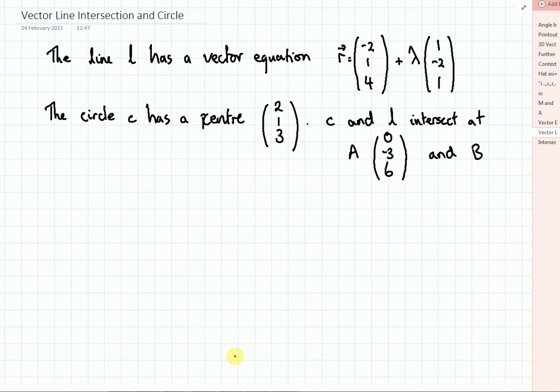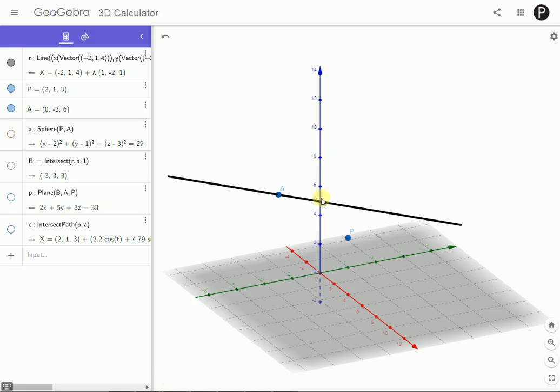Okay, this is actually one of the worked examples, the last bit in the equation of the line. This example is from the book. I've actually set it up in GeoGebra so we can see what's happening properly. Here's the GeoGebra view.